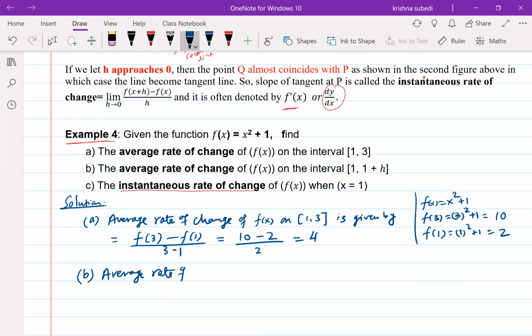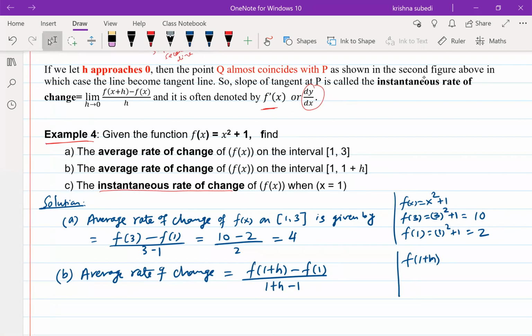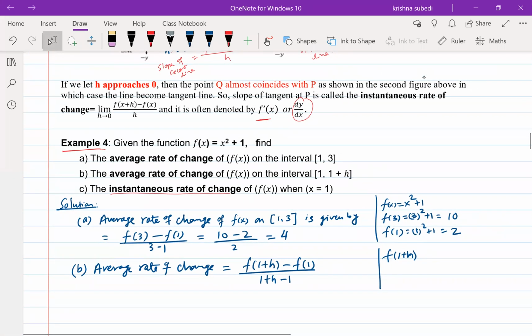Average rate of change equals f of 1 plus h minus f of 1 over 1 plus h minus 1. So let us look at here. We already calculated f of 1, so let us calculate f of 1 plus h. So f of 1 plus h will be 1 plus h squared plus 1.